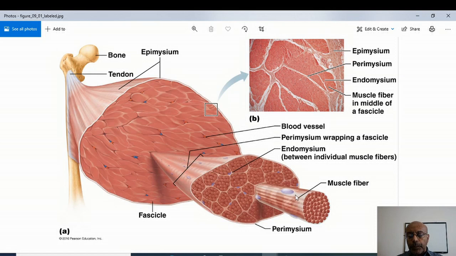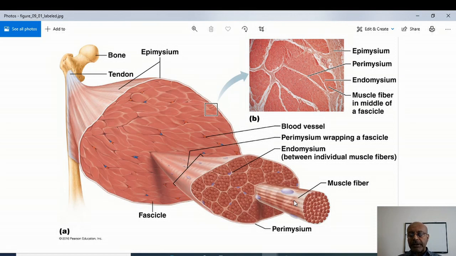It is also wrapped by or covered by a connective tissue known as endomysium. Where is endomysium here? Look here, look here, endomysium. But under the endomysium, there is an additional membrane, which is the cytoplasmic membrane or plasma membrane of the skeletal muscle cell, which is known as sarcolemma. So endomysium is on top of the sarcolemma. Sarcolemma actually is the plasma membrane of a skeletal muscle cell.